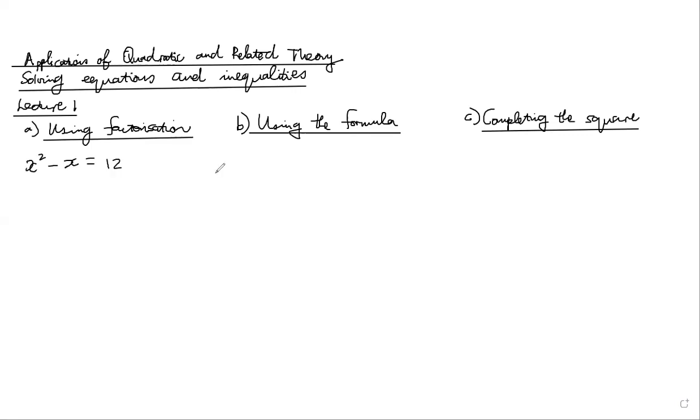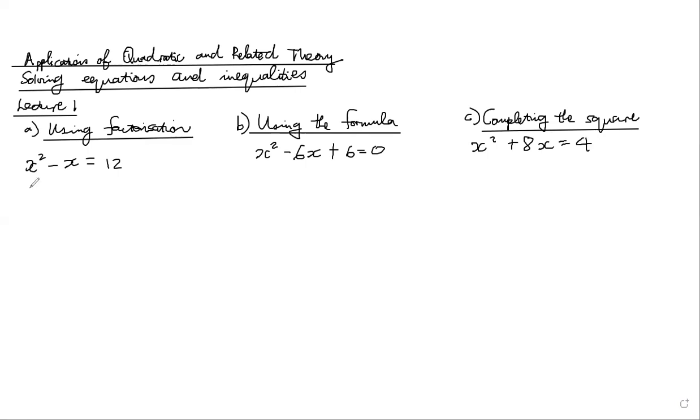We're going to do one using the formula. So I've got x squared minus 6x plus 6 is equal to 0. And then we're going to do completing the square. Now for this, I've selected two examples. So the first one is x squared plus 8x is equal to 4. Okay, so let's get going with part A using factorization.